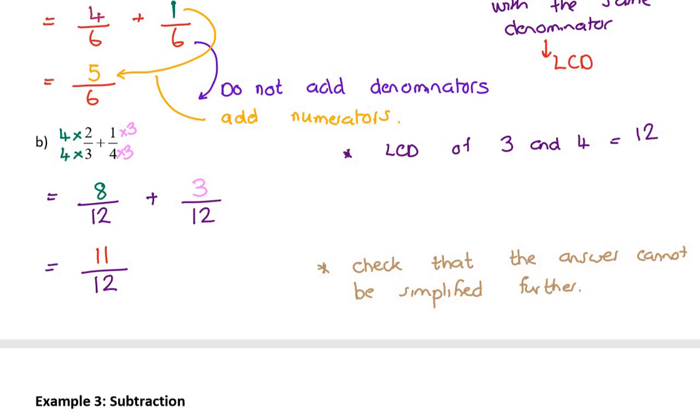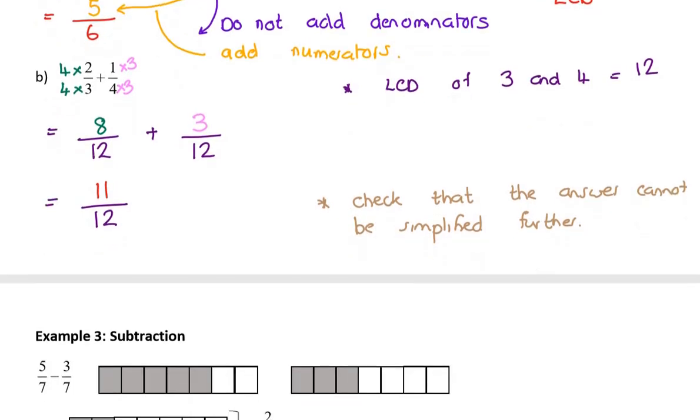I know that this won't simplify because 11 is a prime number. And so the only thing that goes into 11 is 1 and 11. And 11 does not go into 12. So my answer is 11 twelfths.